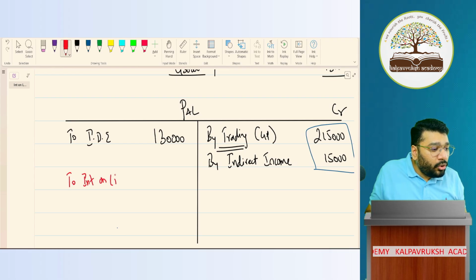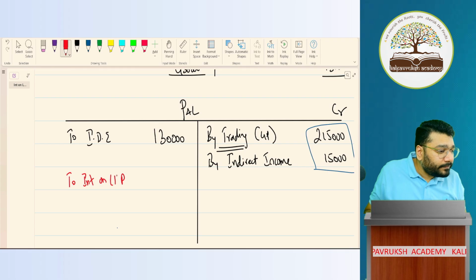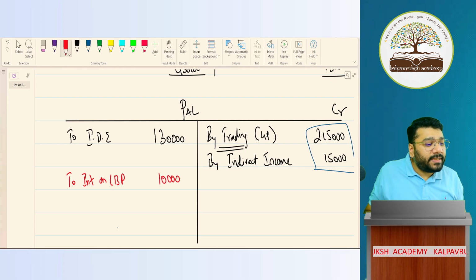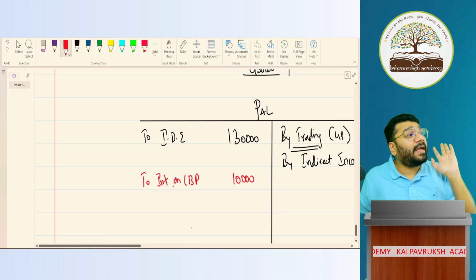To interest on loan by partner. To interest on loan by partner. How much is it? 10,000 rupees. Can you please tell me the journal entry for interest on loan by partner? I want the interest entry.